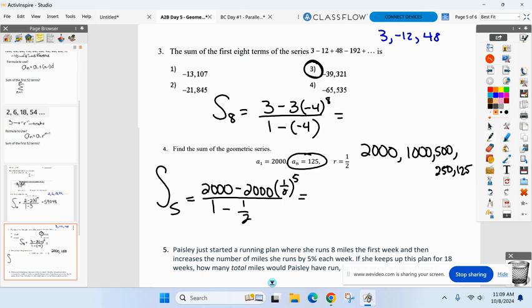So get rid of them and just put 2,000 minus 2,000 parenthesis 1/2. That should be the only parenthesis you have. Oh, there we go. We got a winner now. Okay, we all good? Yes.